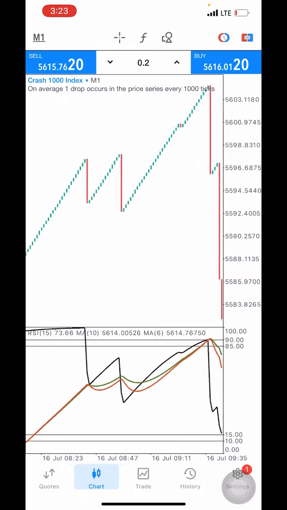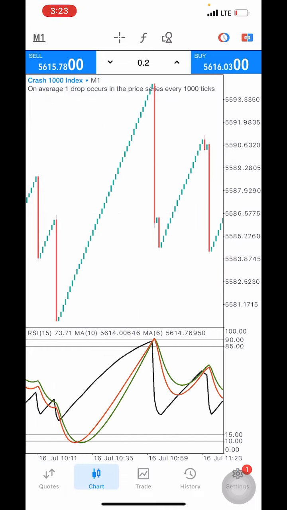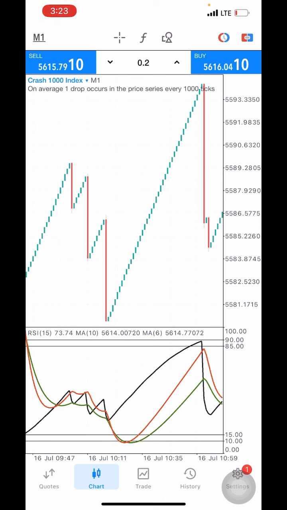So the indicator I'm using now is very simple, just three indicators, and we have a strategy. Okay, so this indicator will help you, especially for the scalping part, to help you even catch spikes. It also tells you that the market has gotten to the overbought zone or oversold zone, depending on the asset you're trading on. So I'm picking Crash 1000.